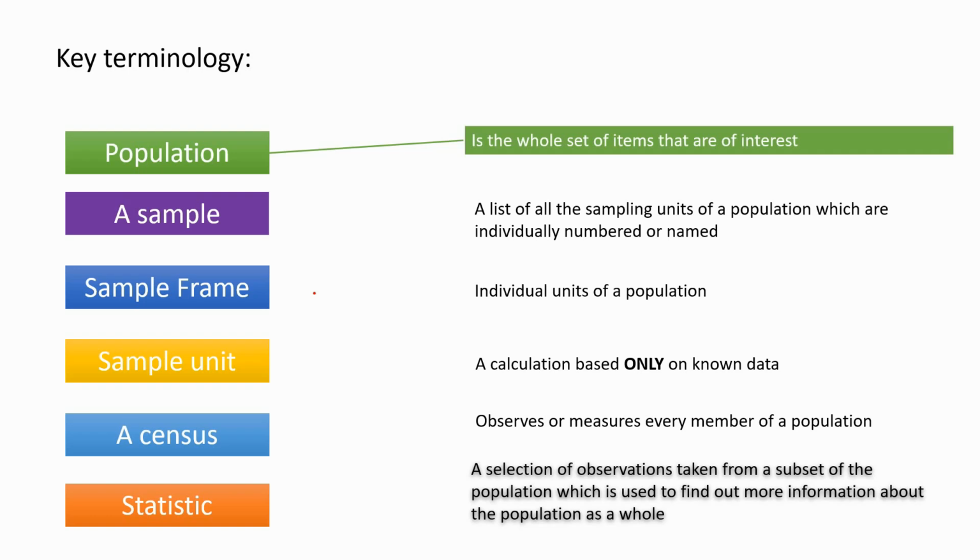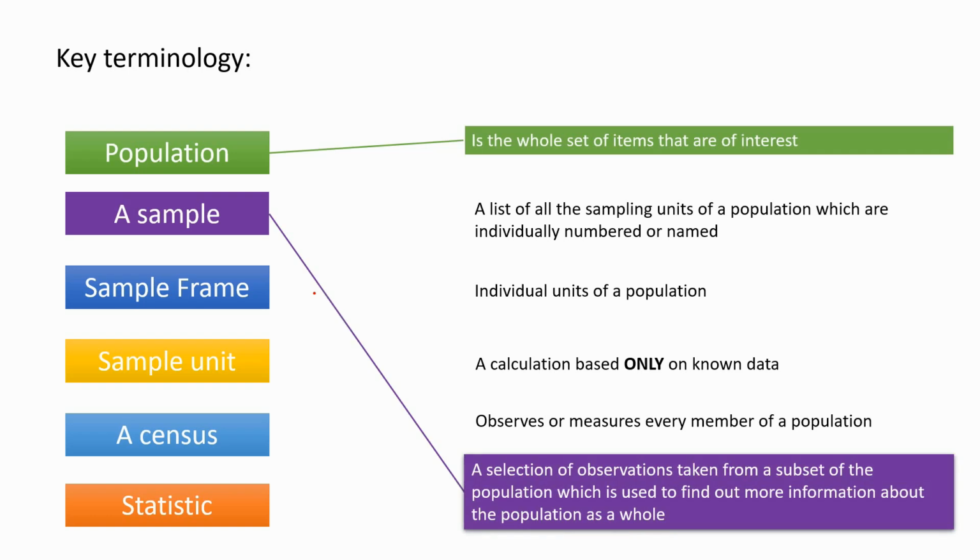A sample, so if you think about the example I just gave, you might not want to ask absolutely everyone in the school. You might just want a sample. So it's a selection of observations taken from a subset of the population. So what that means is not the whole population, just a small group, maybe 50 people, 100 people, for example. And you're going to use their opinions to reflect the whole population.